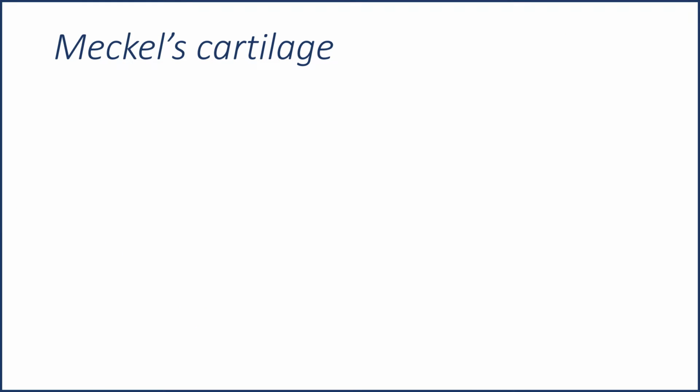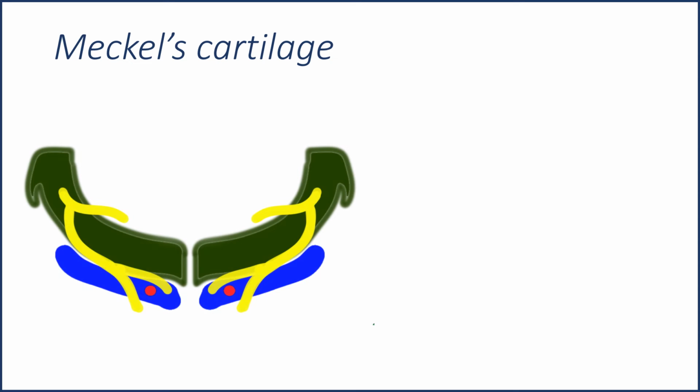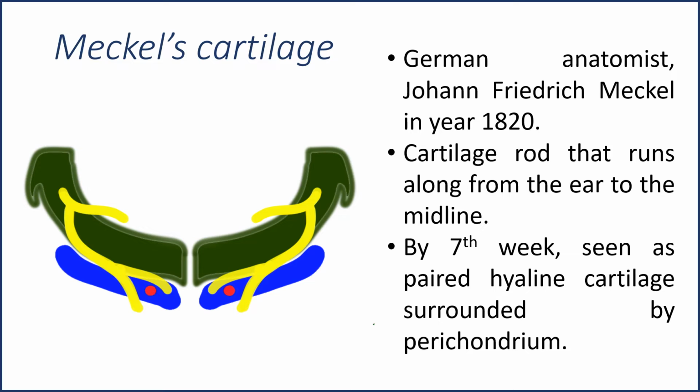Now let's understand this Meckel's cartilage in detail. It was first described by German anatomist Johann Friedrich Meckel in the year 1820. It is basically a cartilage rod that runs along the jaw from the ear to the midline. By around the 7th week, this cartilage can be seen as a paired hyaline cartilage surrounded by a perichondrium, with the cartilage of opposite sides separated by a mesenchymal tissue in between.